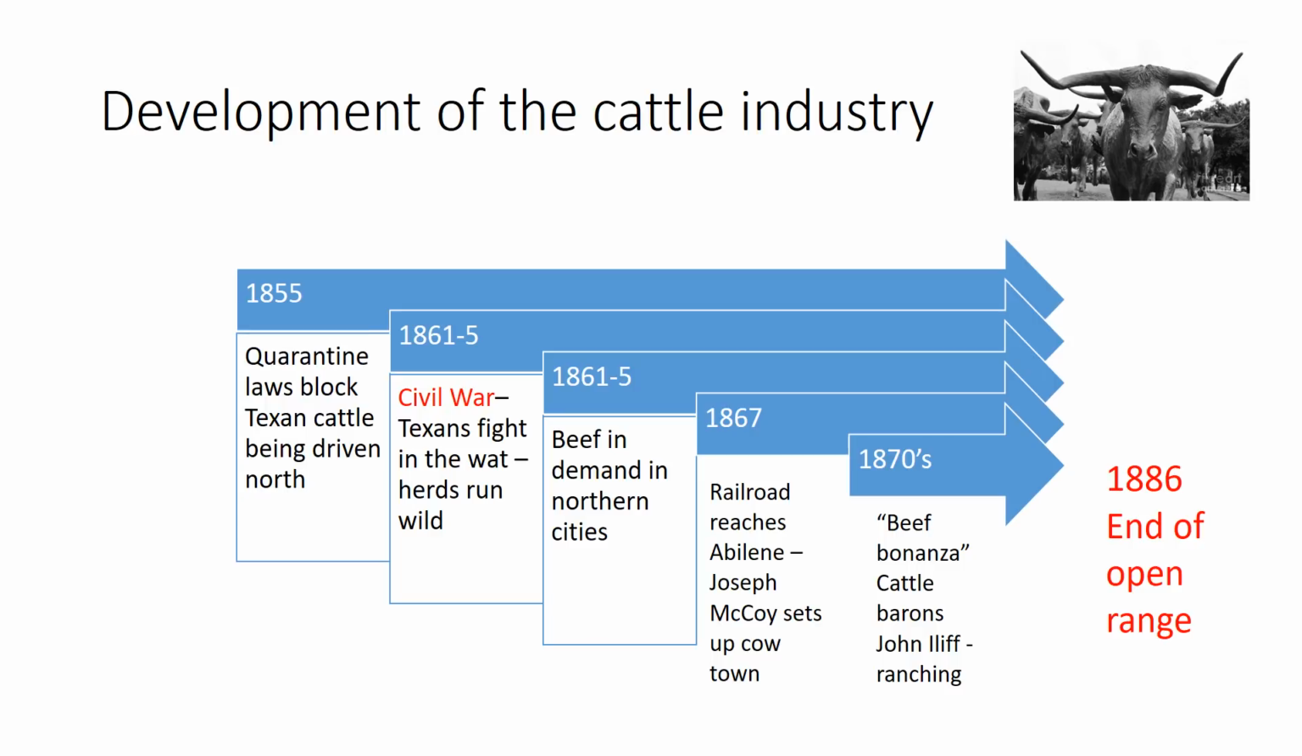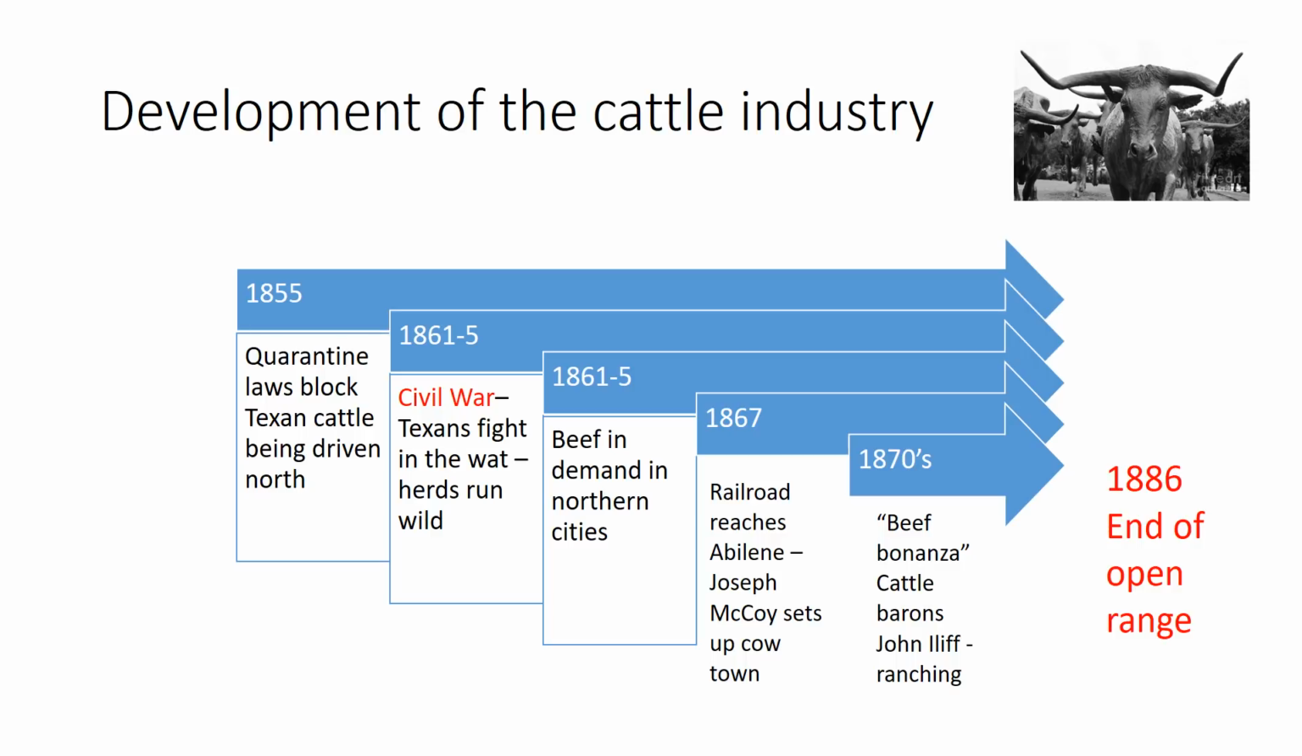This was accelerated even further in 1867, the railroad reached Abilene. Joseph McCoy, the entrepreneur, decided to set up a cow town, made it really easy for people to drive cattle up there, and then also to transport it on the trains east. This led to a huge bonanza, and cattle barons such as John E. Iliff set up huge ranches.